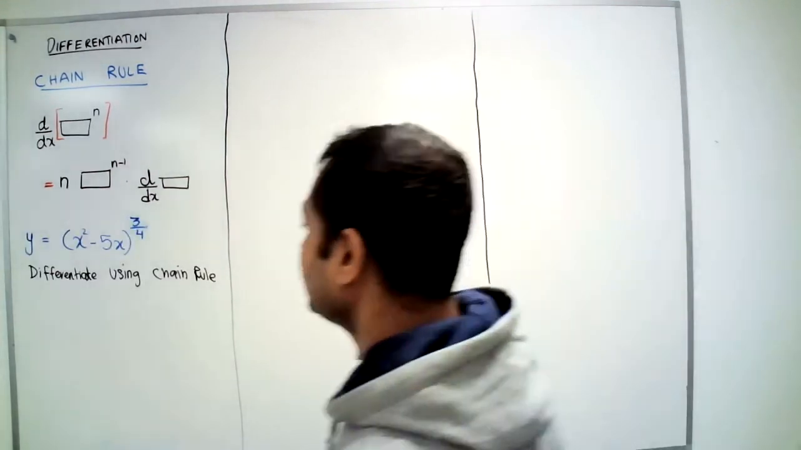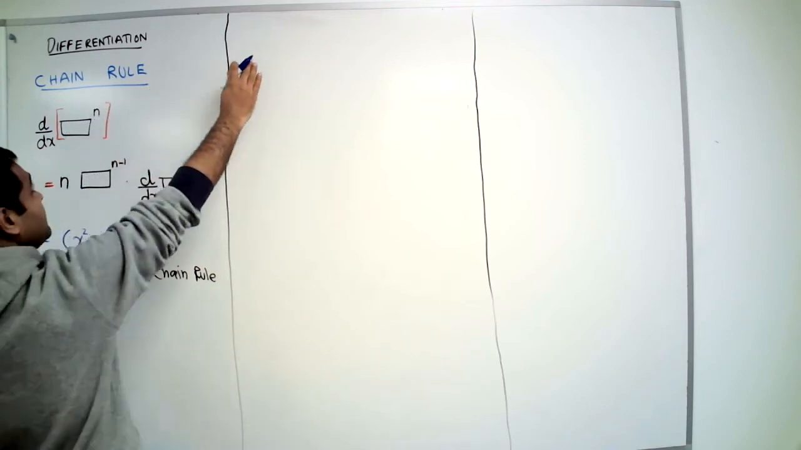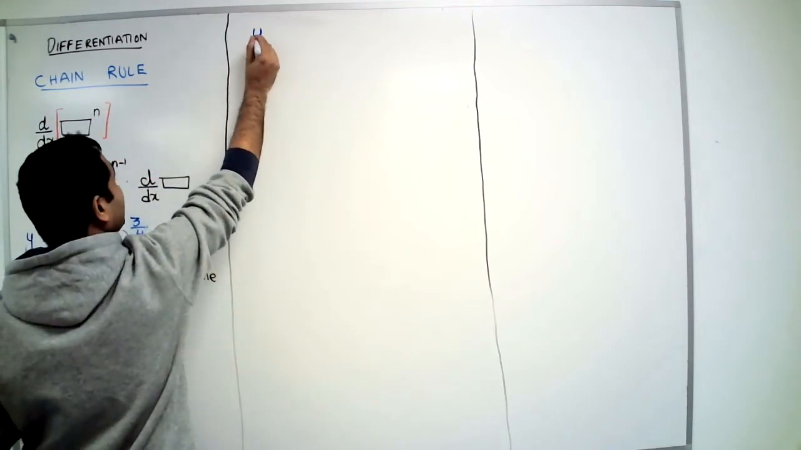Now let's say we got a question. y equals x squared minus 5x, bracket to the power 3 over 4. If the power was 2, I could open that one. Even if the power was cube, I could. But now it's 3 over 4, which I cannot. So I have to use the chain rule. To start with the chain rule, the first thing, let me do that one here. I'll write the question here.